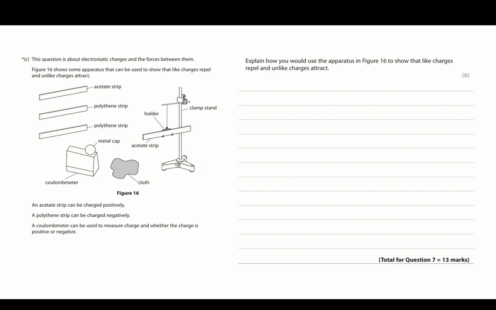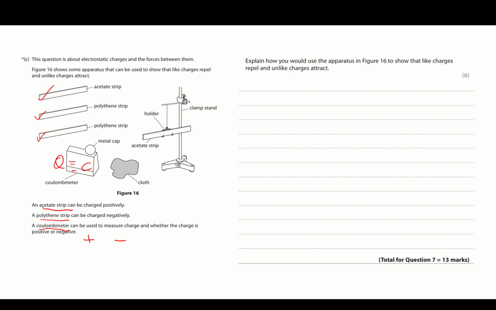Okay, next one, we've got some electrostatic charges. I think this is a nice, easy question. And we can see here, we've got some apparatus to look at whether we've got like charges and unlike charges. We've got an acetate strip here. We've got a polythene strip, because we've got 2 of them, and a coulomb meter. So this measures charge in coulombs. So that's Q we use for charge in coulombs. And that can just tell us whether it's got a positive or negative charge.